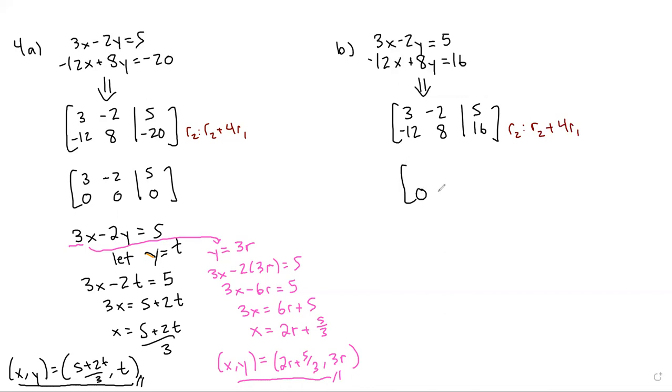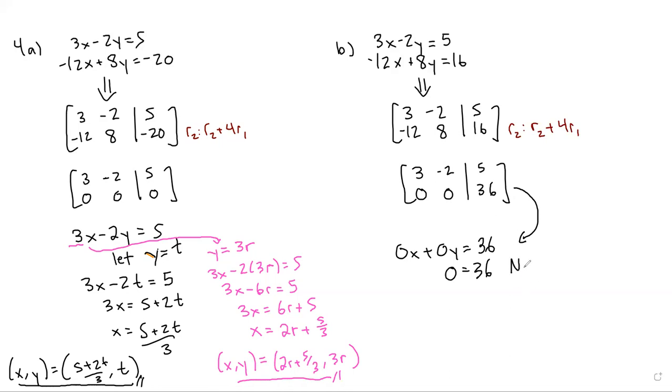And if we do this, I'll get the zeros. But now what happens if I'm going to do 16 plus 4 times 5, so plus 20, that gives me 36. And the second equation is telling me that 0x plus 0y equals 36. In other words, 0 equals 36. And we know that that's not true. That cannot be true. There's no x or y that'll ever make this true. So this is not possible. That means there's no solution.